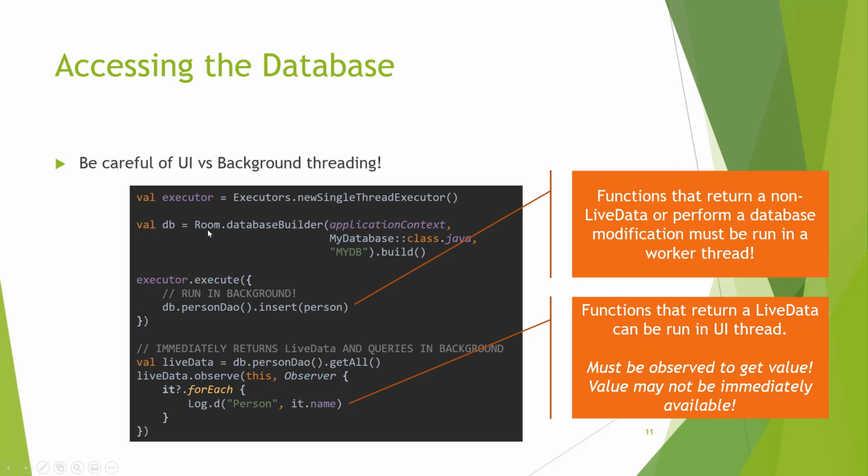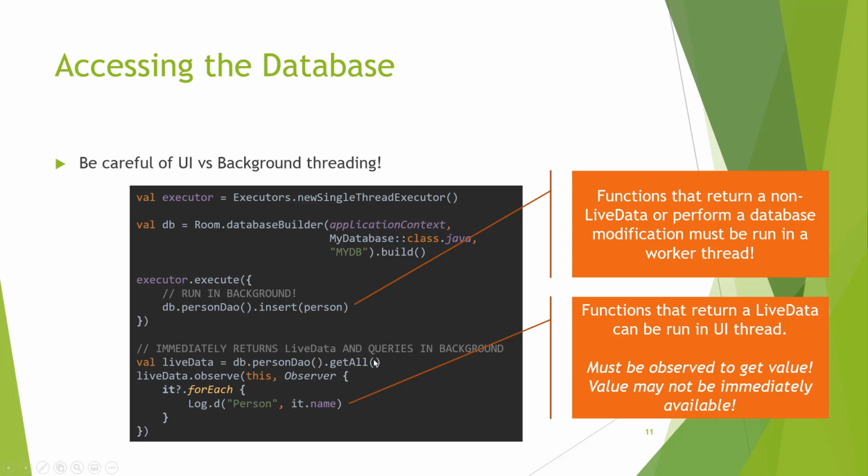We're going to create our database here. So Room Database Builder, setting him up. And then if we ran something in a background thread, db person DAO insert person, this code here, because it's actually modifying the database, has to run in the background. So you have to have it in that executor.execute. If you put this code in something that's run on the user interface thread, you're going to get an exception out of that.